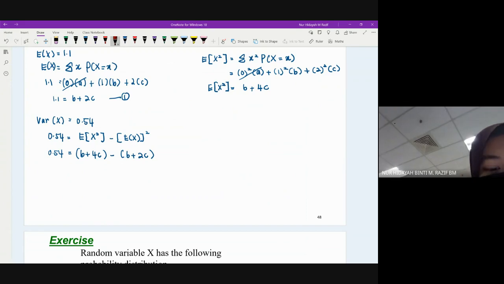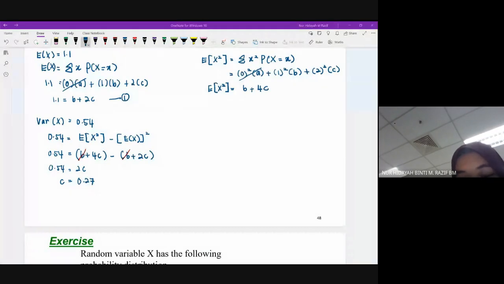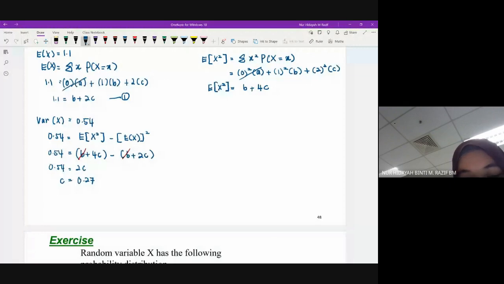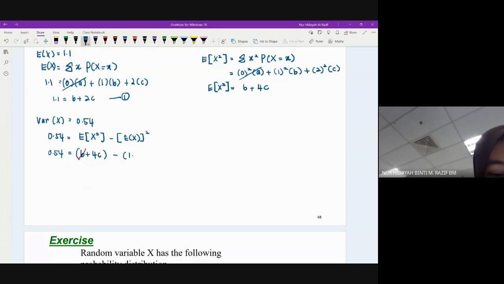So lepas itu apa yang kita boleh buat adalah kita boleh simplify and you are going to get 4 minus 2C is equal to C 0.54 and hence C is equal to 0.27. Okay, dah dapat C sama dengan 0.27. Okay, sorry, my bad. Kita tak boleh buat macam ni. Saya terlepas pandang. Sebab kita ada kuasa 2. Sorry, sebab tu mula saya guna 1.1 tadi. Alright, so we are going to use 1.1 saja.